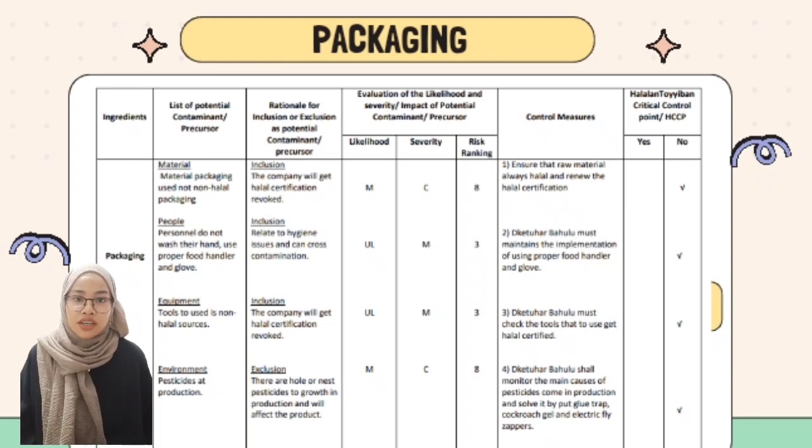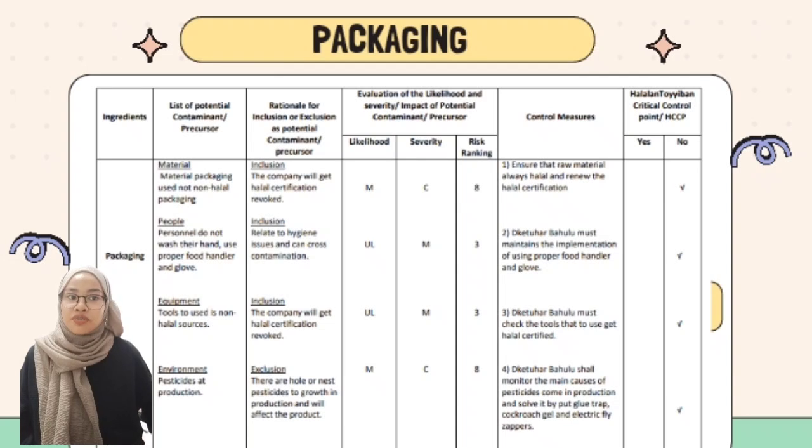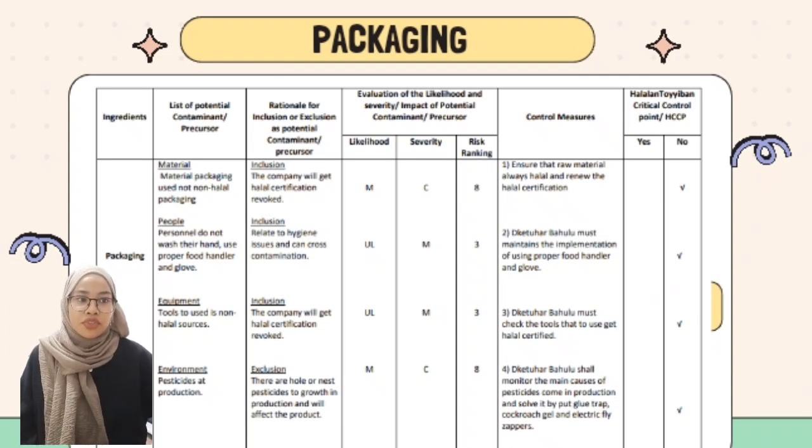Environment, pesticide at production. And exclusion, there are whole or nest pesticide growing in production and will affect the product. Likelihood, moderate, severity is critical, risk ranking 8. Diketahui bahawa shall monitor the main causes of pesticide coming in production and solve it by putting glue trap, cockroach gel, and electric fly zapper. So for all the 4 lists of potential contaminant, the HCCP is no.